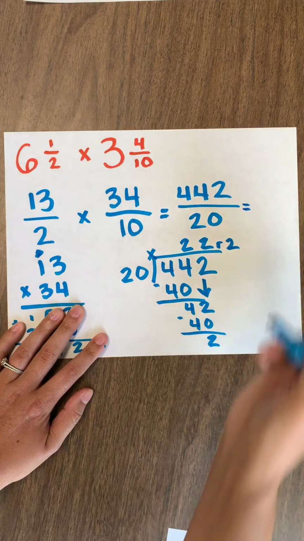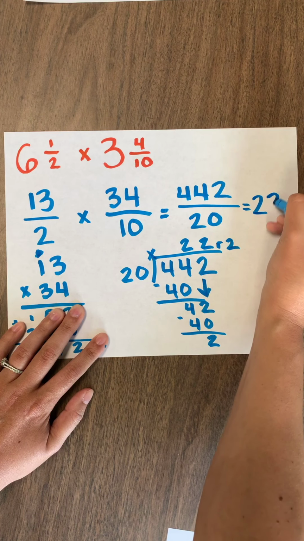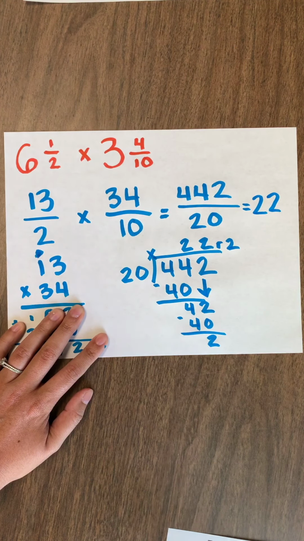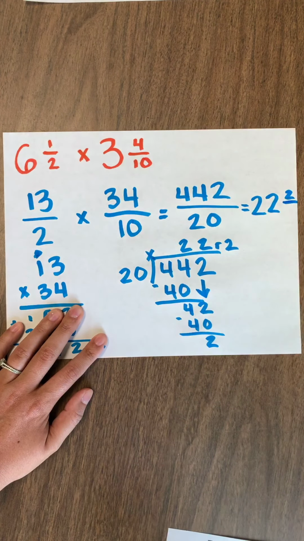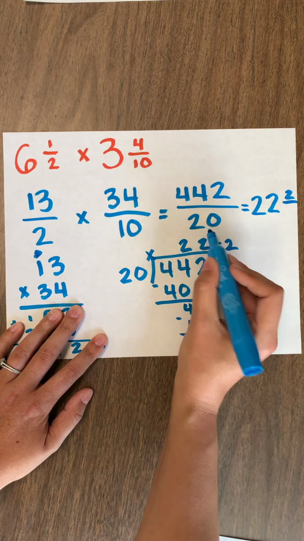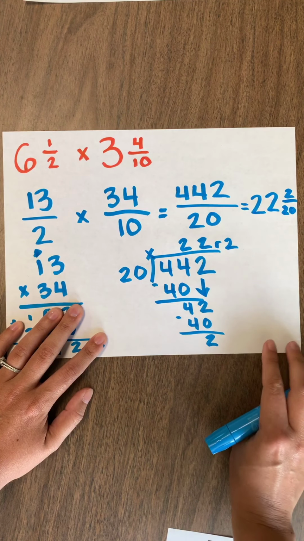So the L in GLAD stands for leave your answer as the whole number. The A stands for always put the remainder as the numerator. And D, denominator stays the same. Remember, our denominator was 20. So we end up with 22 and 2/20.